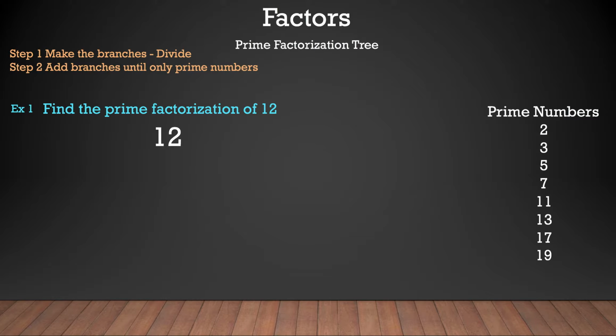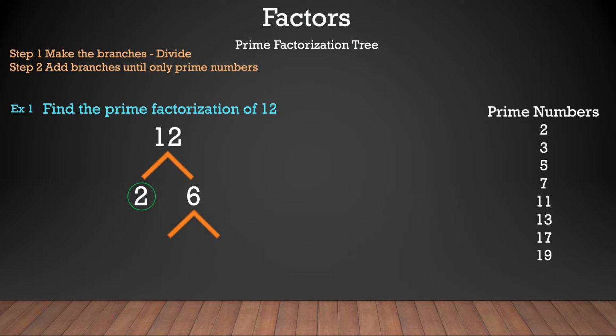First step, write out 12, and then add the branches. Then we're going to go ahead and divide. Since 12 is even, you can pick 2, and 12 divided by 2 is 6. Since we have those two numbers, we're going to take a look at which one is prime. On the right side of the screen, we have the prime numbers listed. So 2 is prime, and we're going to circle 2. Since we know 6 isn't prime, we're going to add more branches to it.